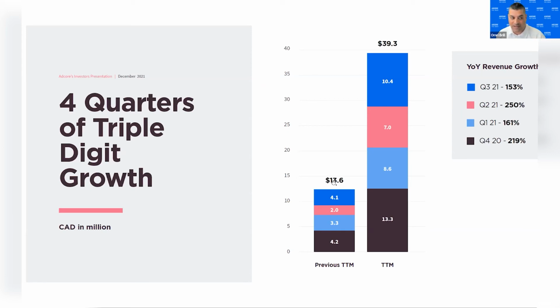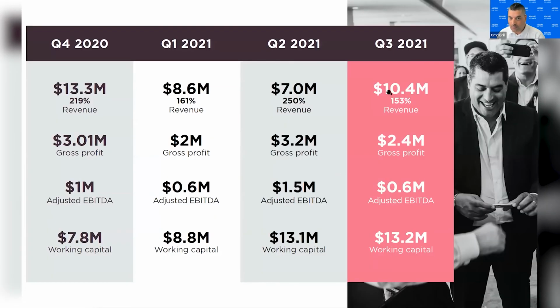So again, massive growth, which put Adcore in a very interesting place as the fastest growing AdTech company. And if you look at the breakdown, the Q3 numbers, for example, we see top line of a bit over 10 million revenue. Gross profit was 2.4. Adjusted EBITDA was 0.6. And total working capital was 13.9.